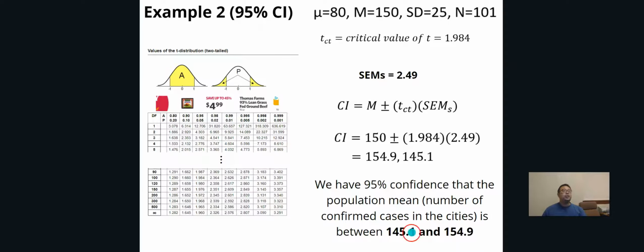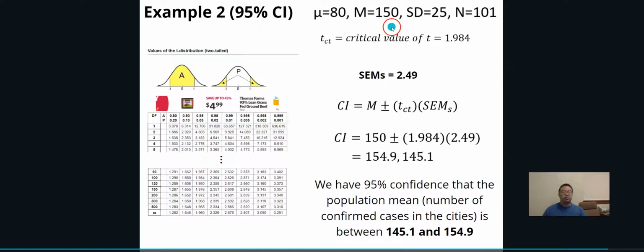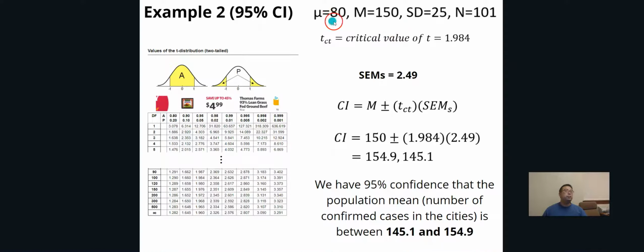Another example is using some different numbers. The population mean is 80, and the sample mean is 115 this time. We have a bigger sample size of 101. So degrees of freedom is n-1 again, which in this example is 101 minus 1.